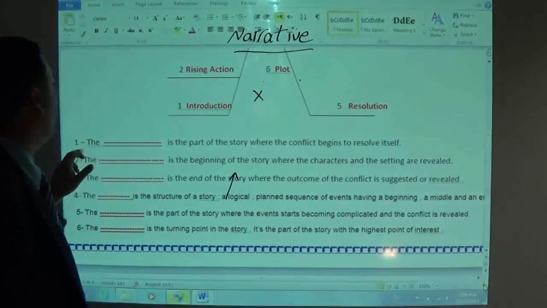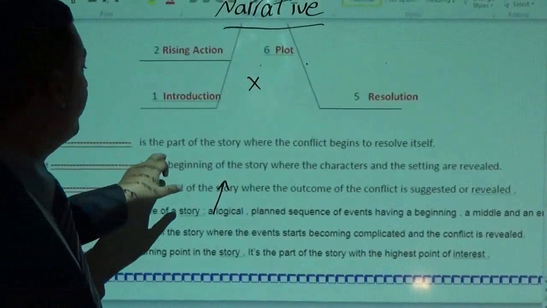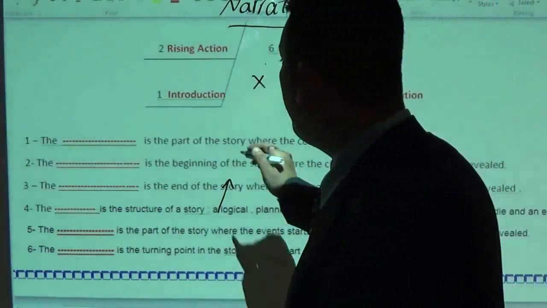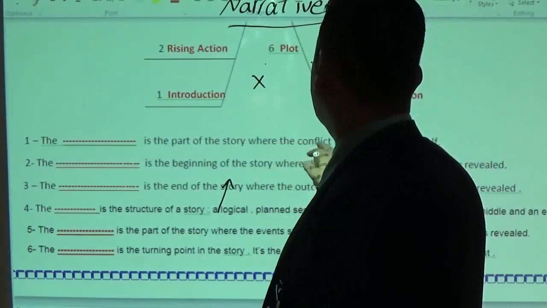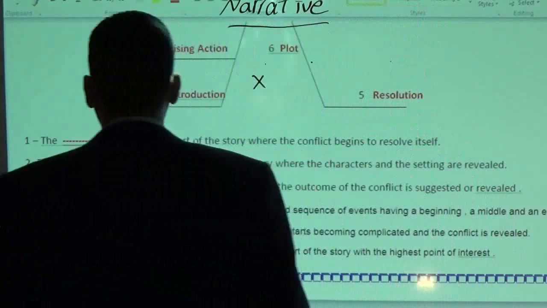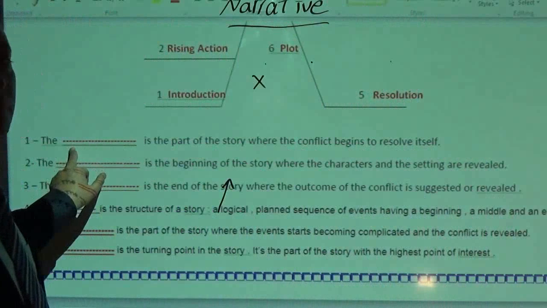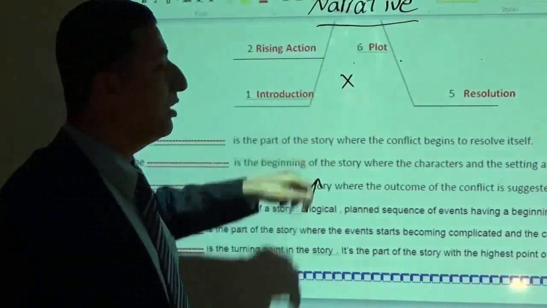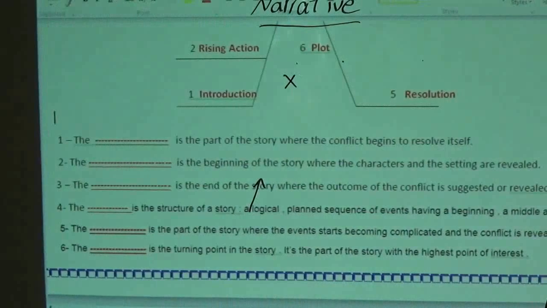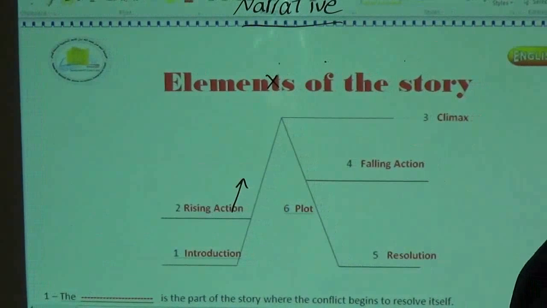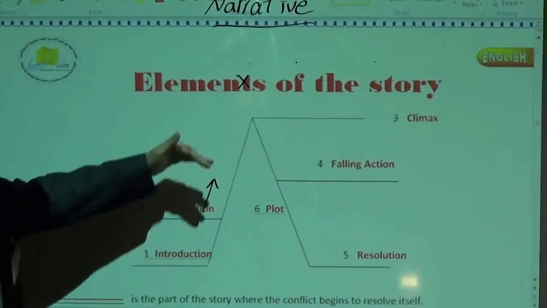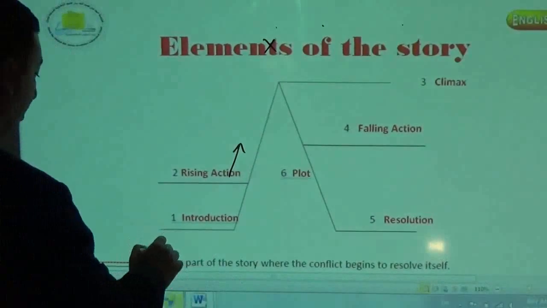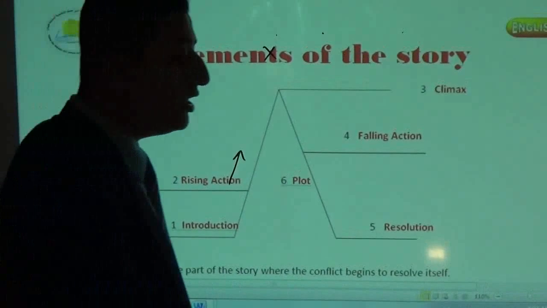First of all, question number one. This is the part of the story where the conflict begins to resolve itself. Who can tell me the answer? Try to think. Yes, that's right. Is it rising or falling action? This is called falling action, when the story begins to resolve itself. Number one is falling action. Next.